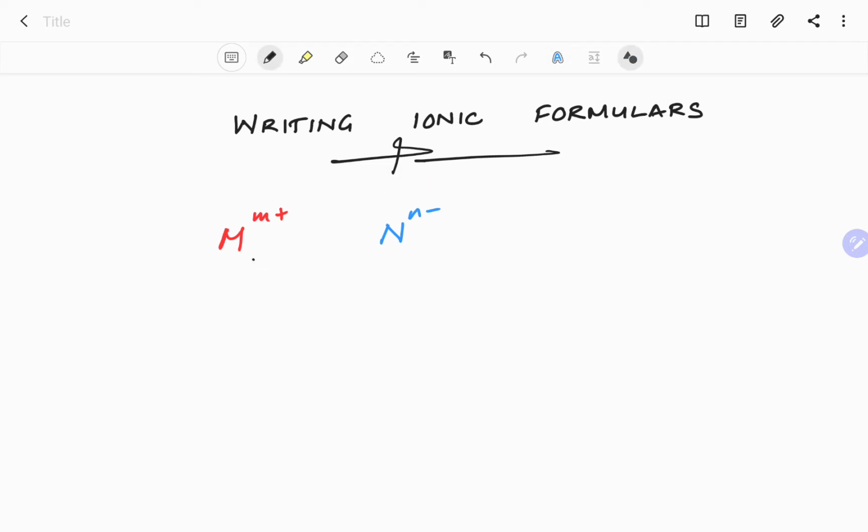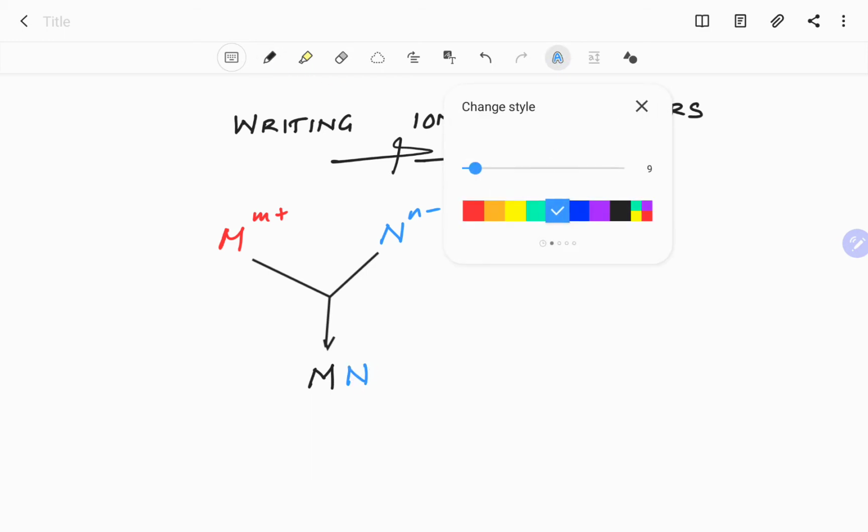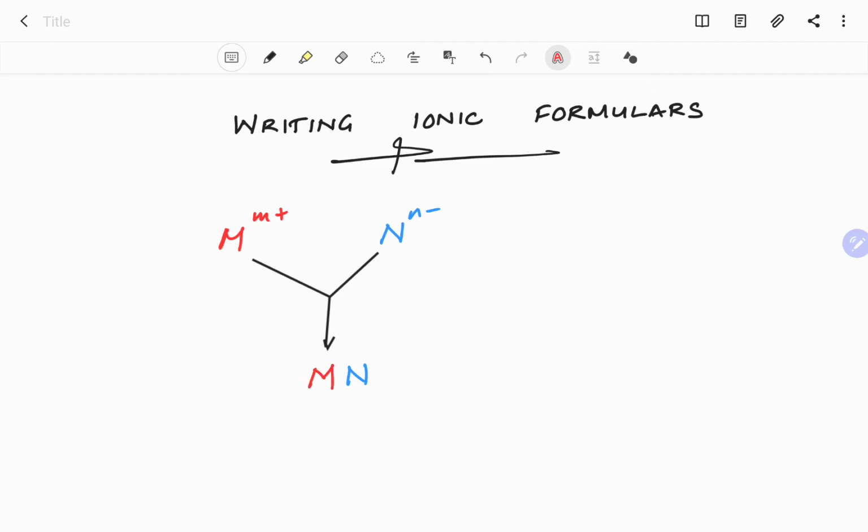So what we do here is write the metal element first. Don't worry about the charge yet. Write the metal element first. So M comes first, and then next to it you will write the non-metal element, which is N. Let's color them again so that you will not get confused. The metal will be red in color. And then these charges also have a function. So what we do is we are going to swap the charges.